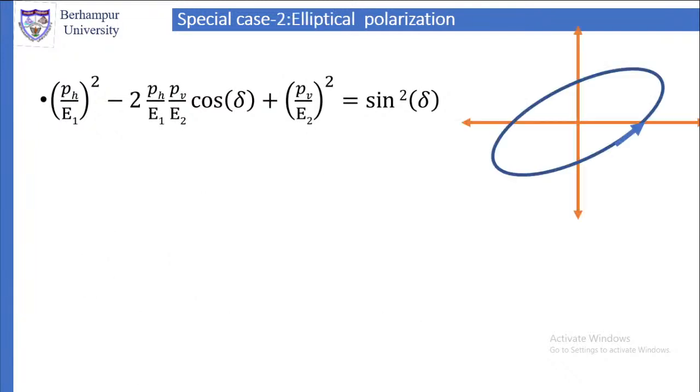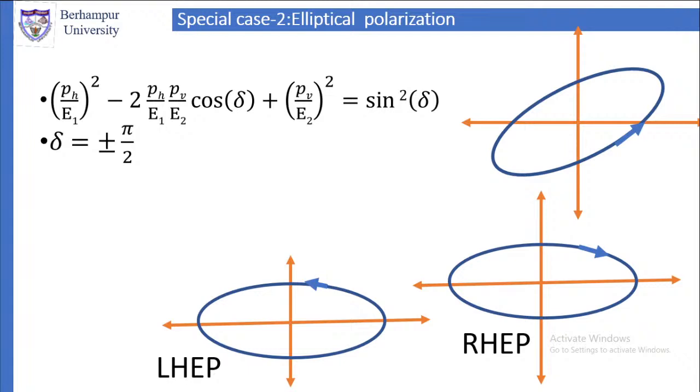Now let us come to the second special case, which is elliptical polarization. We start with the general equation, which is pH by E1 square minus 2 pH by E1 into Pv by E2 cos delta plus Pv by E2 square is equal to sine square delta. This is the general equation of an ellipse. So this describes an ellipse.